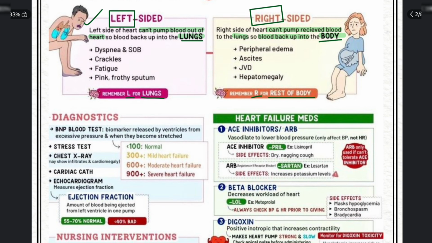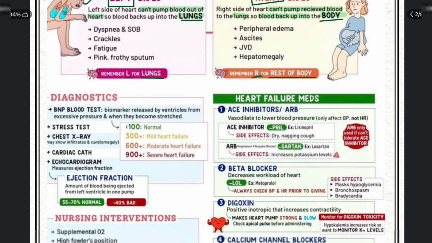Okay. Now we will be talking about diagnostics. Let's talk about how we confirm heart failure. There is a test named the BNP blood test. It is very important, and it is released by the ventricles when they are stretched from excessive pressure. And the values that you should remember are these.